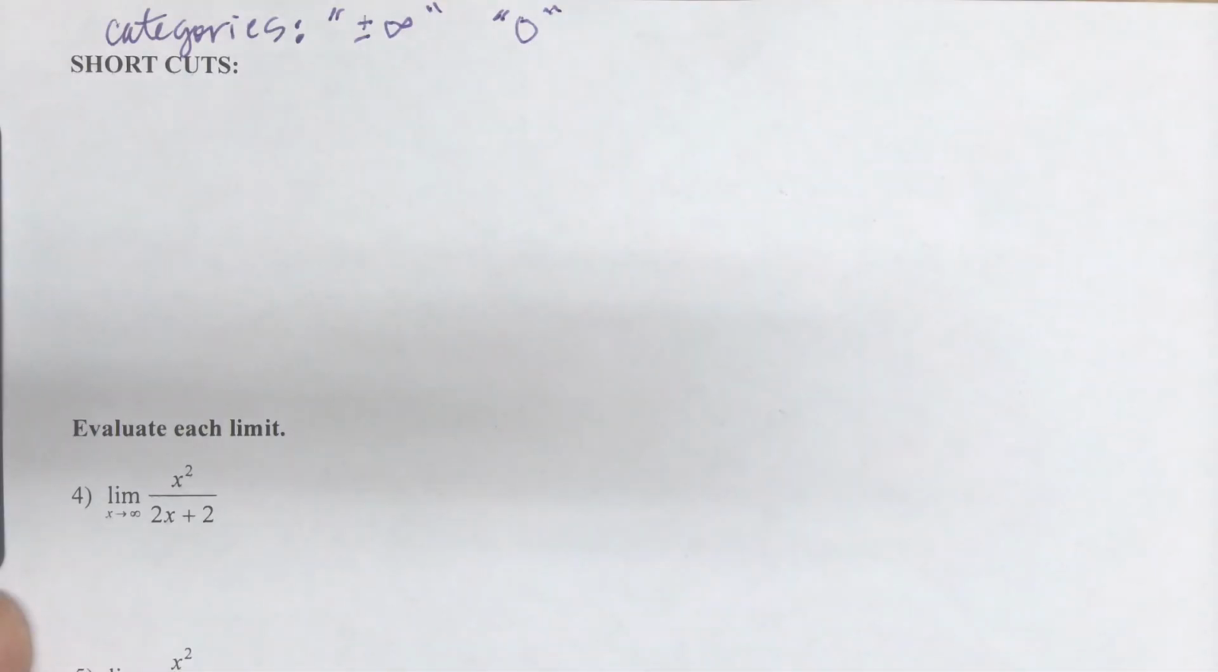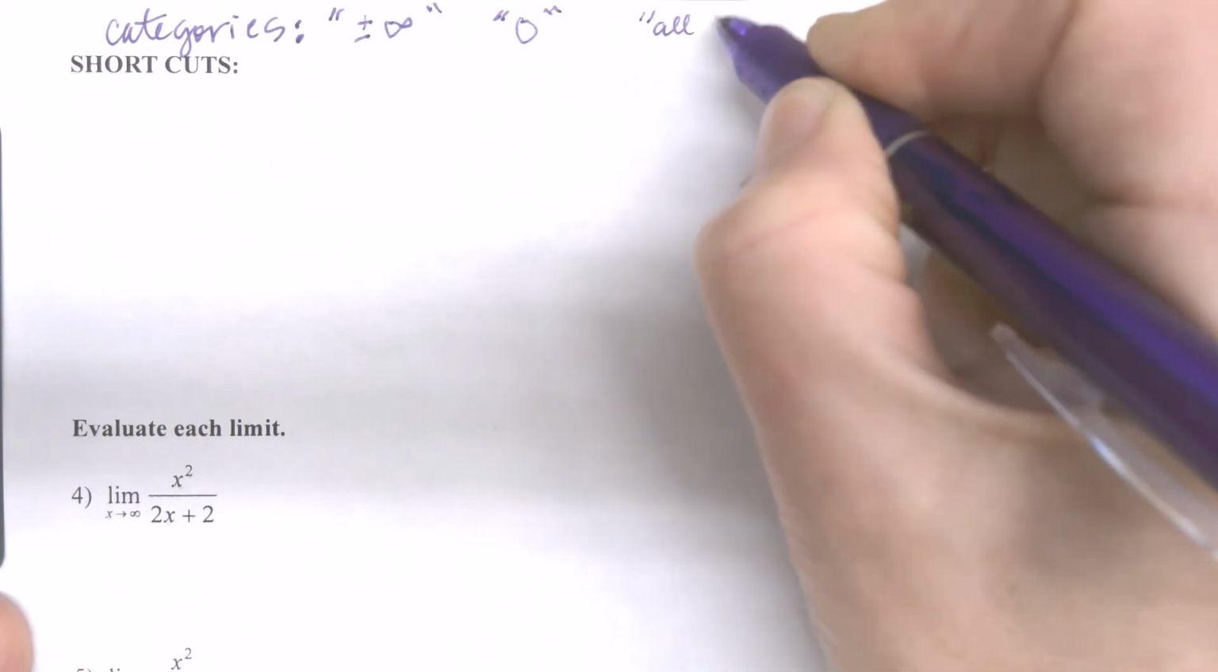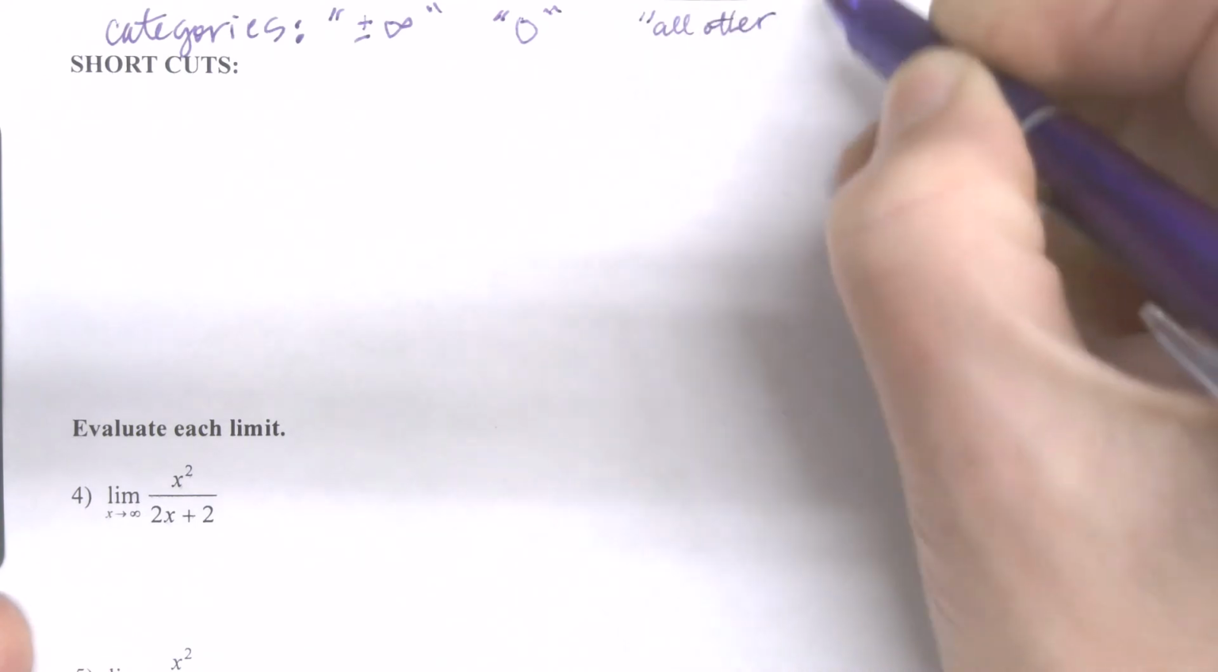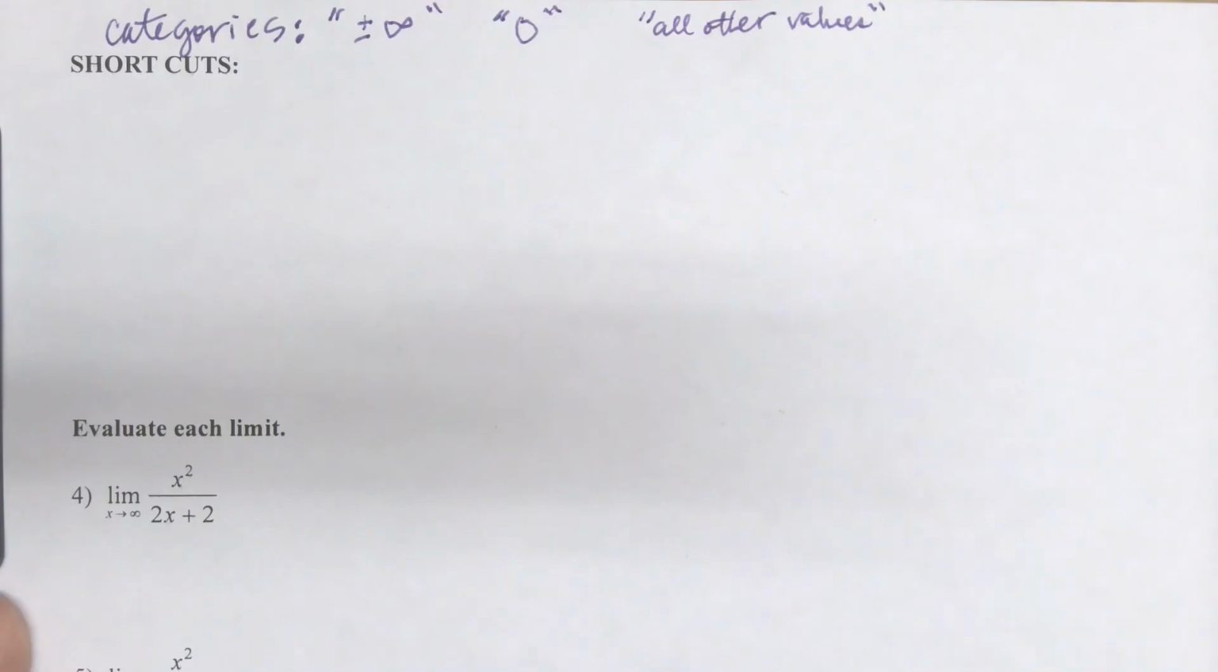So if I only had one category left, what would the last category be? Could we just say everything else? Yeah. So that's all other values. That would be everything else would be that last category.